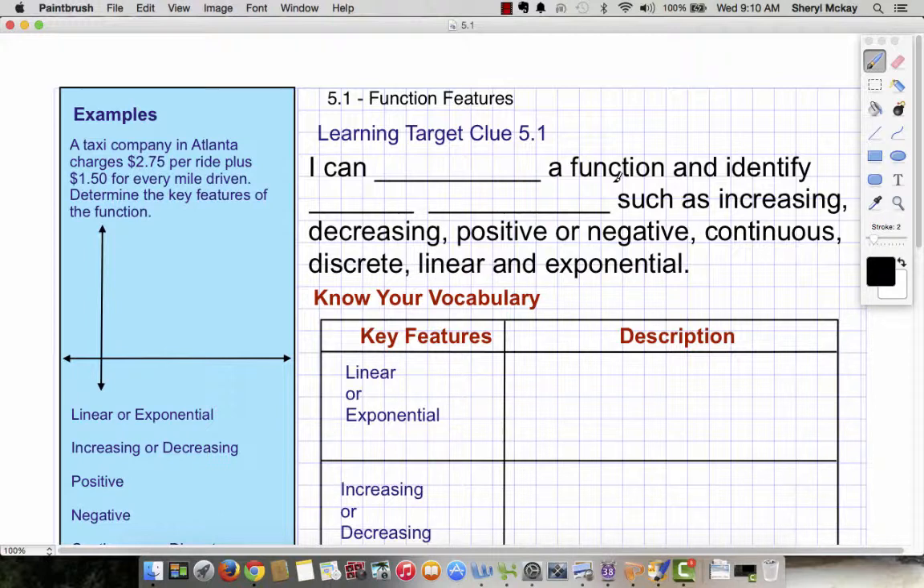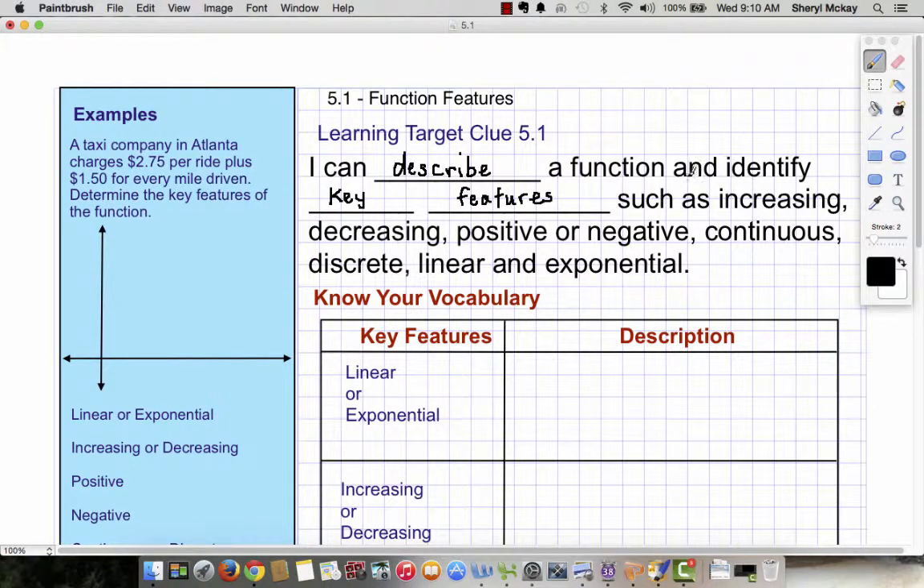So we're going to start with just a little intro today, and it's mostly going to be a review for you if you have finished case 4 and closed it with confidence. So our learning target today is: I can describe. Go ahead and write the word describe right here. I can describe a function and identify key features. And then I'm going to give you a list of some of them that we'll be able to do.